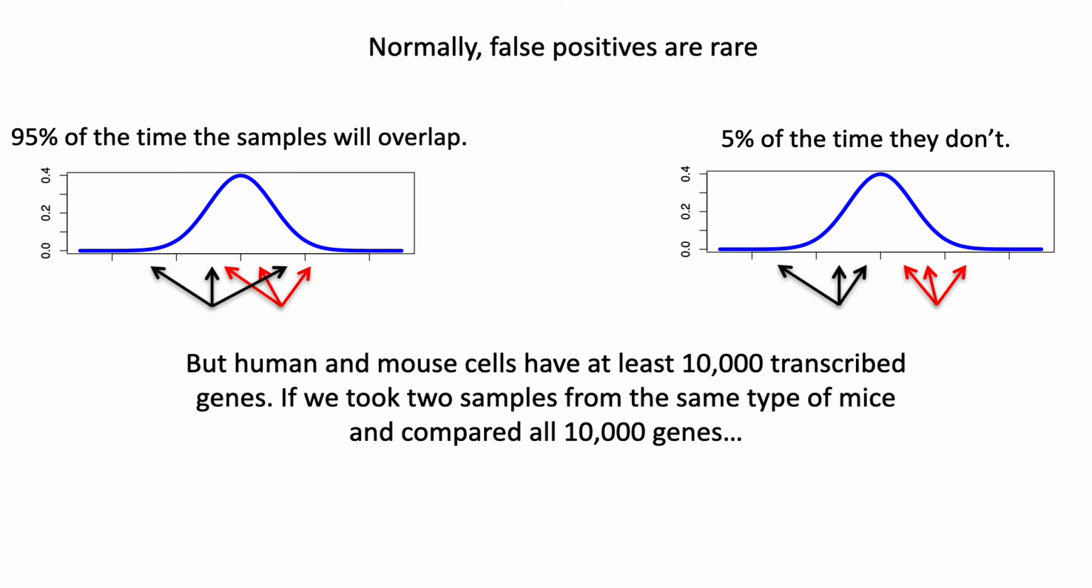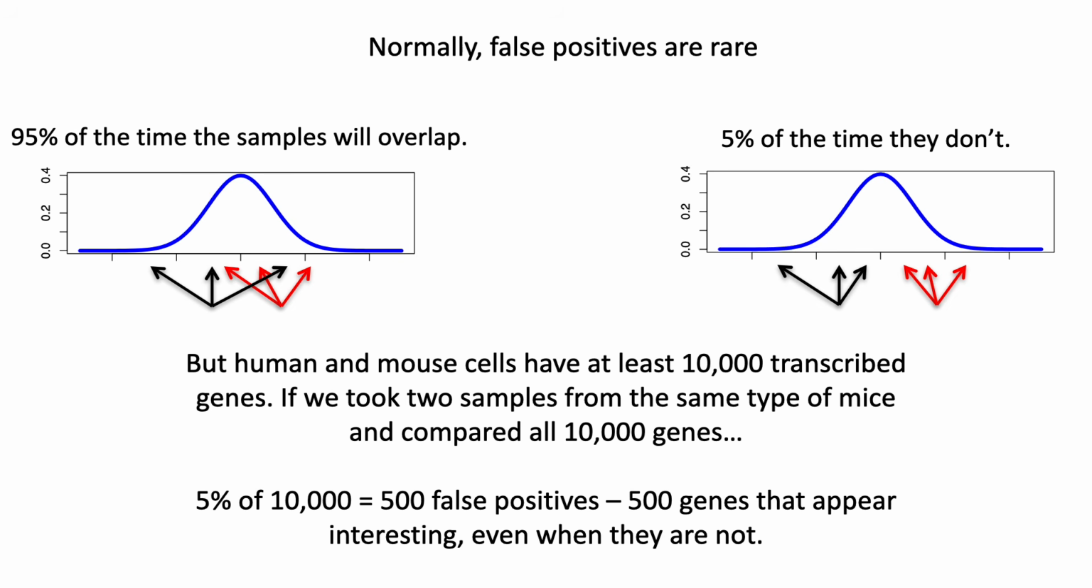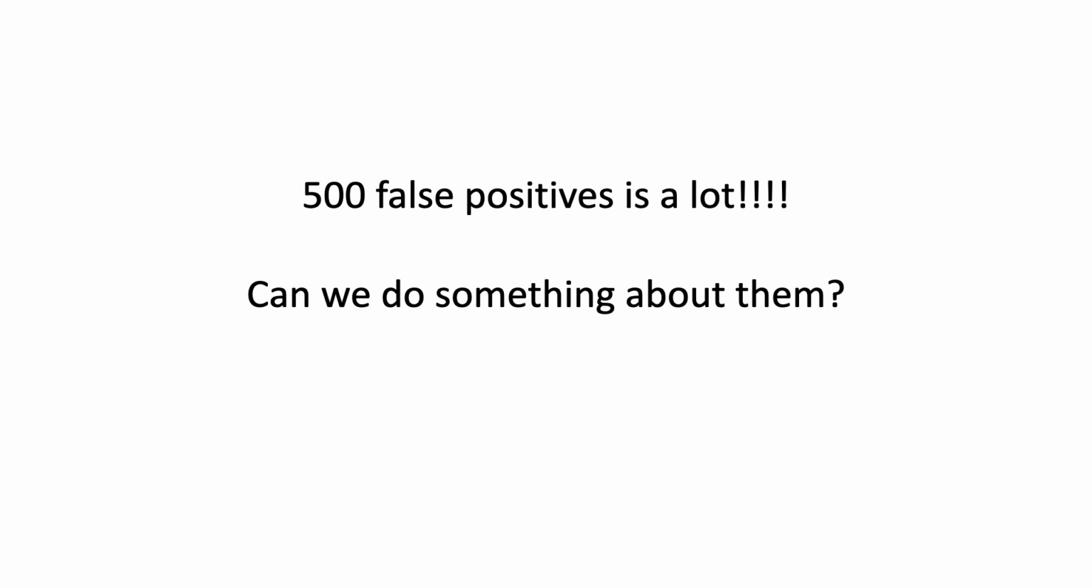But human and mouse cells have at least 10,000 transcribed genes. If we took 2 samples from the same type of mice and compared all 10,000 genes, well, 5% of 10,000 equals 500 false positives. That means there will be 500 genes that appear to be interesting, even when they are not. 500 false positives is a lot. Can we do something about them?